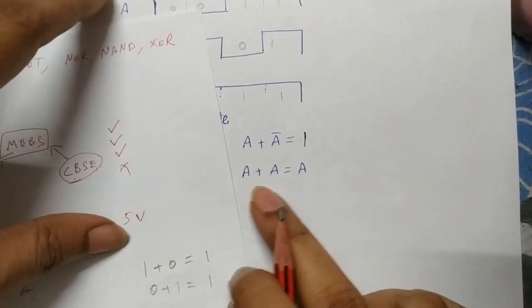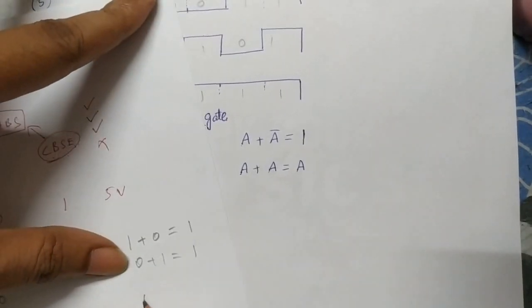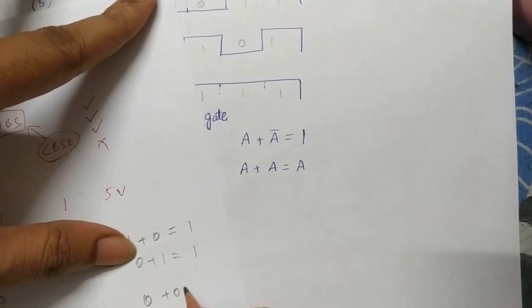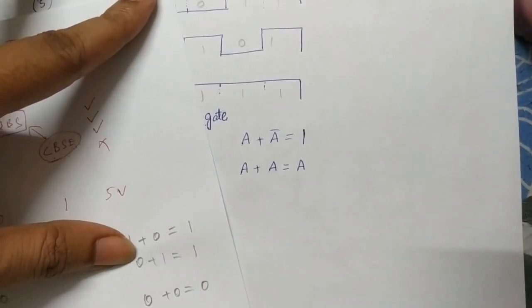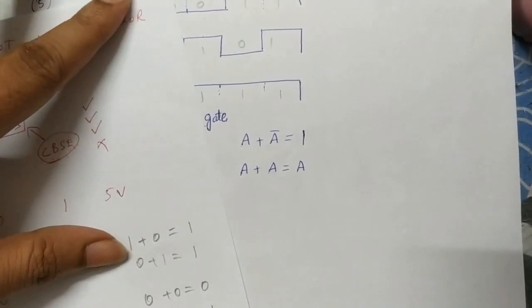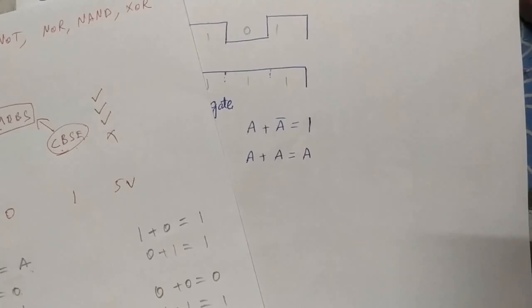And now let's check A plus A. What do you get? If A is 0 and this also 0, 0 plus 0 you get 0. So what is the A value? That only we get. If A is 1, 1 plus 1 you get 1. So what is the A value? That only we get. Here also.